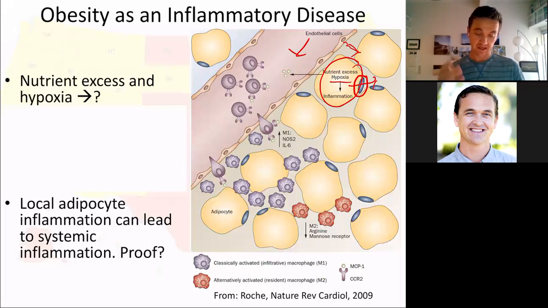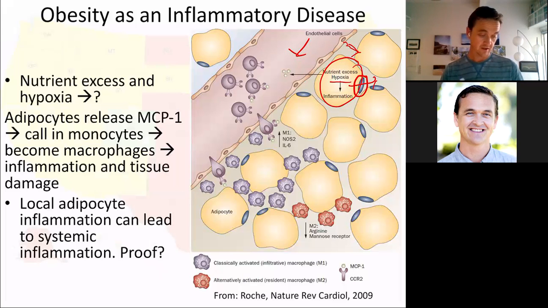So they start sending out MCP1. And what that does is that's similar to some of the proteins we talked about that the endothelial cells express to call in the immune system. Okay, some of those cellular adhesion molecules. Okay, so what these do is they call in monocytes, and those monocytes, as we talked about before, turn into macrophages, and that leads to inflammation as well as tissue damage. Okay, so we get these macrophages building up in here.